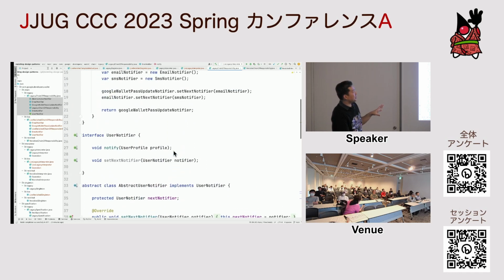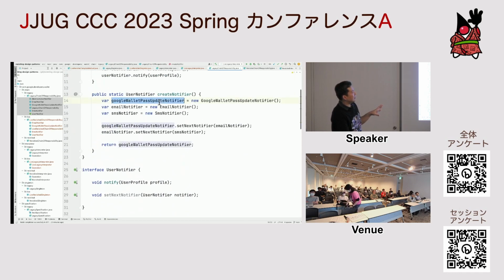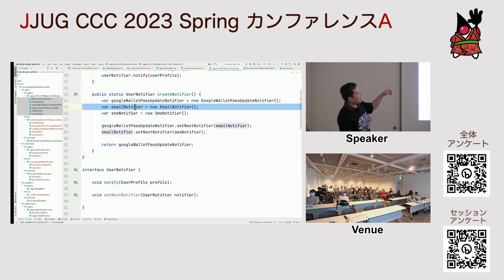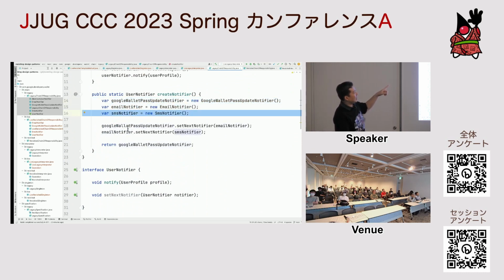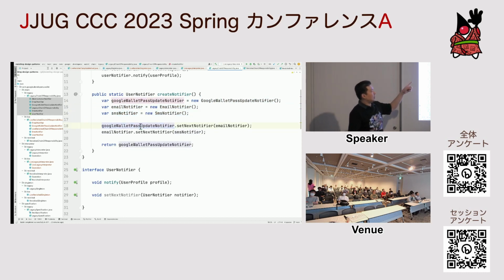And how do you compose your chain? You have to do this. I have to create the Google Wallet pass update, the email, and the SMS. And I have to always set this one is the first, this is the second, and the second, this is the next one. And if I want to change the order, I have to modify this code to always set next, next, next.